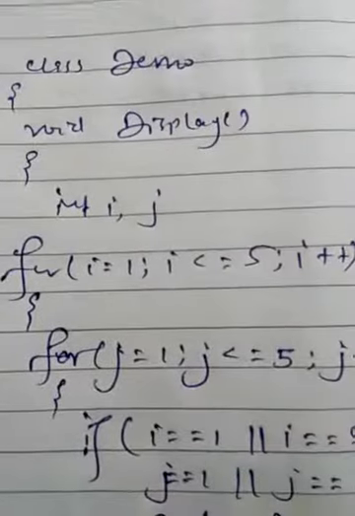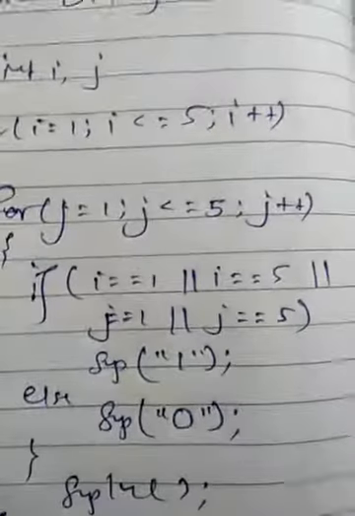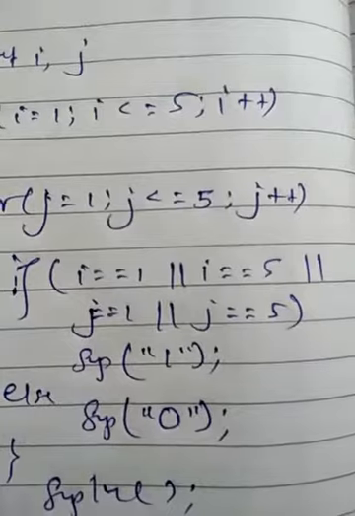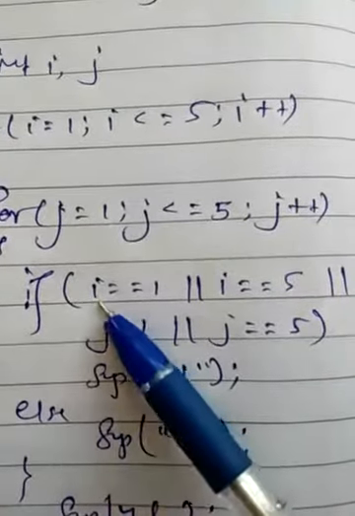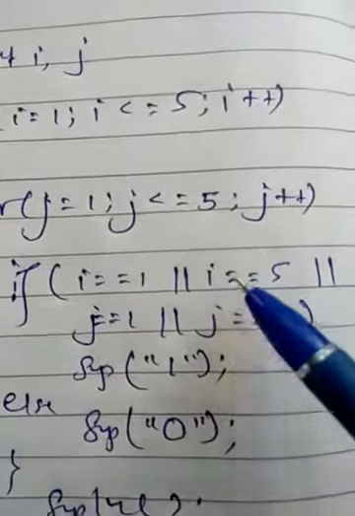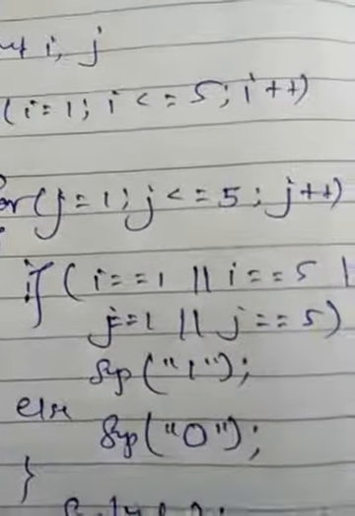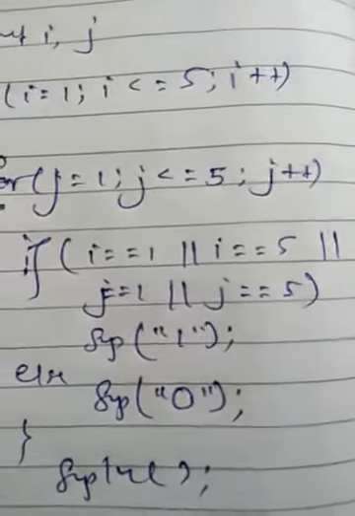So we have to write this condition in the j loop. The first loop will start from 1 to 5, the second loop will be 1 to 5, and we are writing a condition: i is for row, so if the value of i is 1 or the value of i is 5, or if the value of column j is 1 or the value of column j is 5, then print 1, otherwise in all other cases print the value 0.